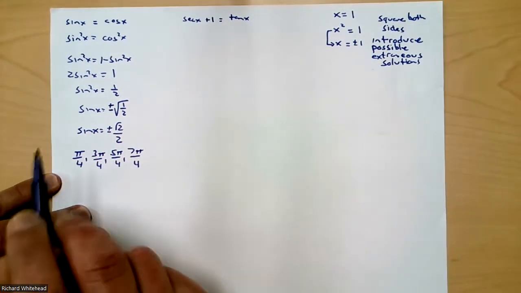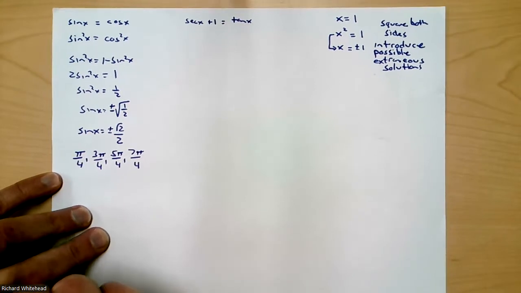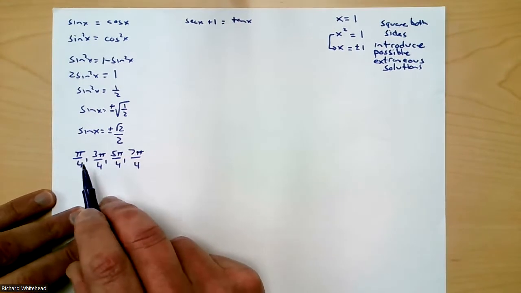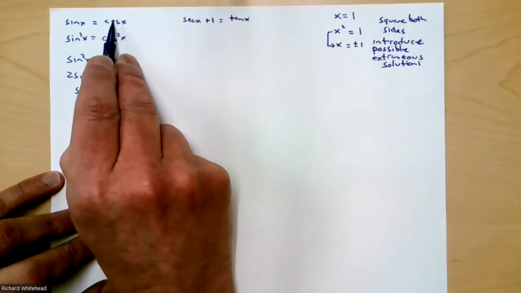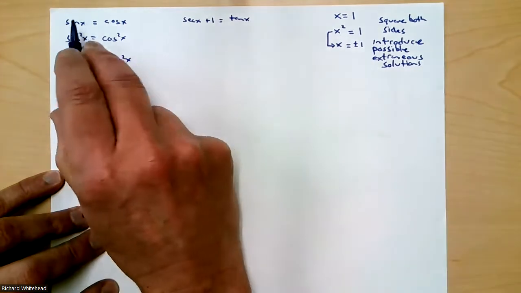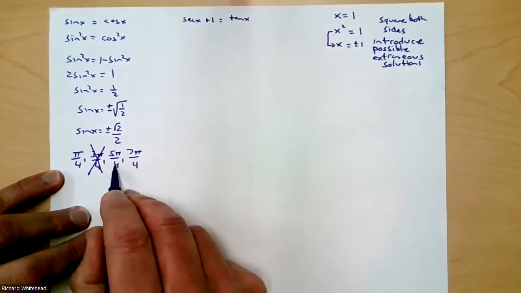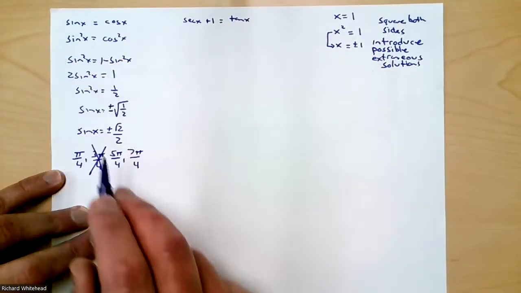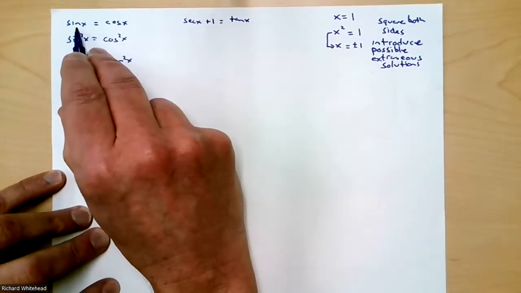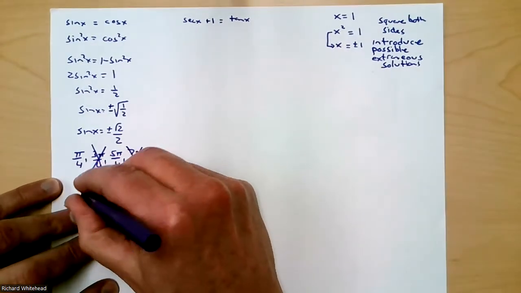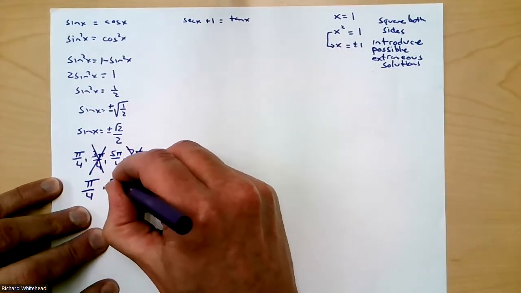But wait a second. We squared both sides. We have to check to make sure we didn't introduce any possible extraneous solutions. So you'd say, okay, pi over 4, well, that would be root 2. 3 pi over 4, this one's positive, this one's negative. Oh, got to throw that out. 5 pi over 4, they're both negative. That's okay. 7 pi over 4, this one's negative, this one's positive. Got to throw that one out. So there's actually only 2 solutions to this.